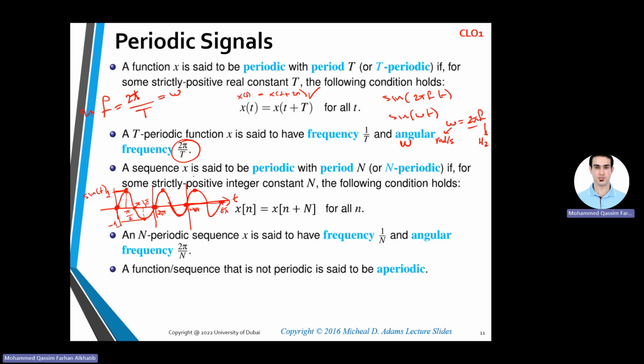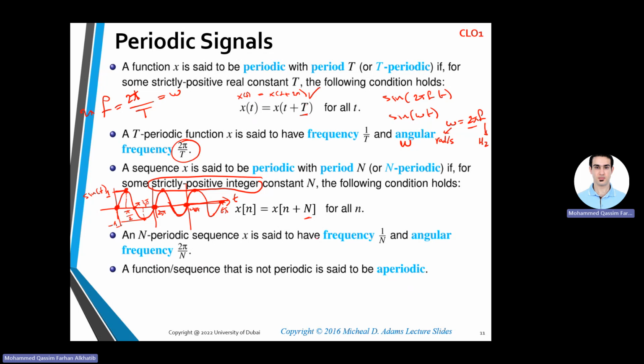So in discrete signals it is the same. A sequence x is said to be periodic with N, or N-periodic, for some strictly positive integer N. By the way, the period is positive, frequency is positive. They are physical values, they are positive. But the period in continuous signals could be any value. In discrete signals, it has to be an integer. So if you compare both statements: for some strictly positive real constant T, for some strictly positive integer constant N, and the following condition holds. Similar thing here with T, and you are dealing with N.